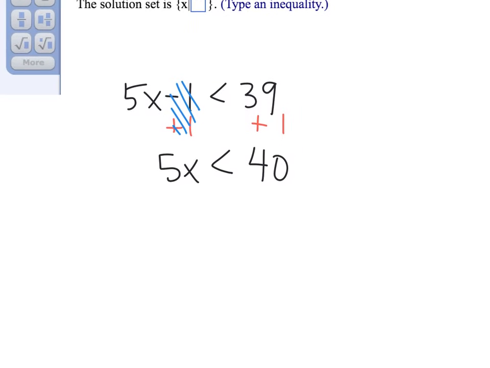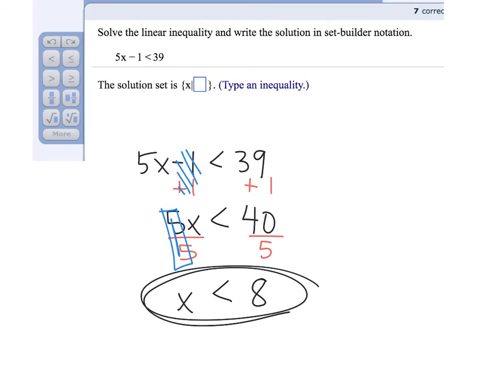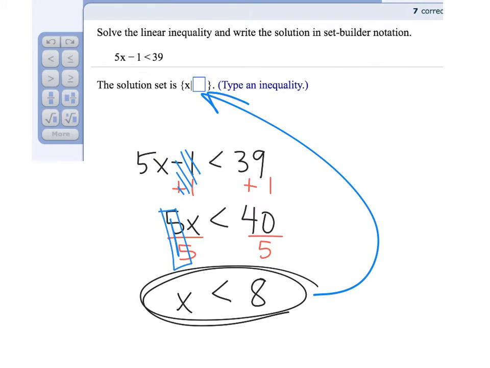And so we now have to divide both sides by 5. 5 divided by 5 is 1. So you end up with x is less than 8. And the symbol doesn't change. This symbol doesn't change because we didn't divide by a negative. So x is less than 8 is our inequality, and that is what you would type in right there.